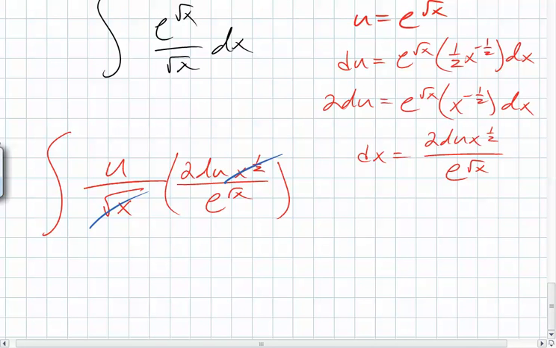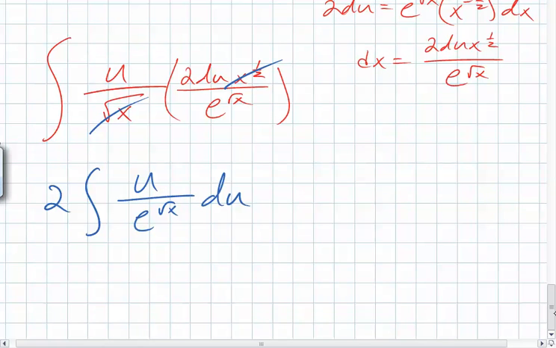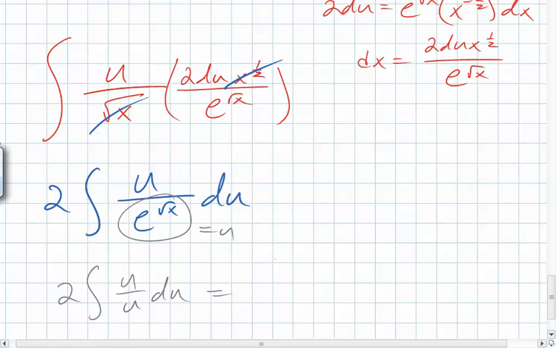Now, are we kind of left with a similar position? You have u over what? E to the root x. But what does u equal? And this is du, right? Is that correct? What is e to the root x equal to? It equals u. So what do you end up with? 2 times u over u du. What is u over u? 1 du. If you integrate that, what do you get? 2 times u plus c.